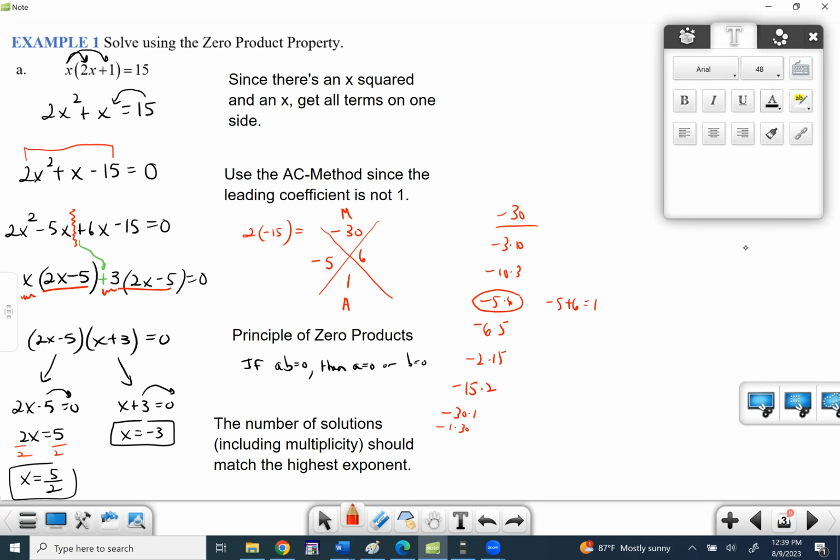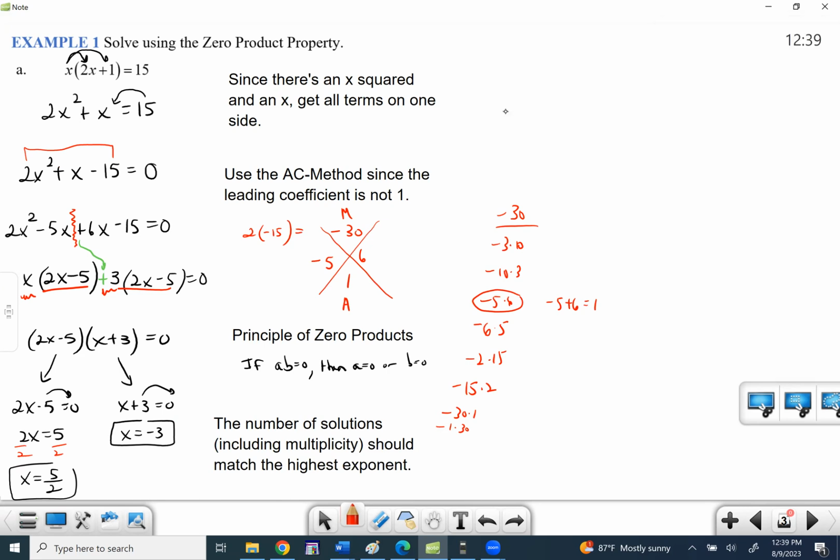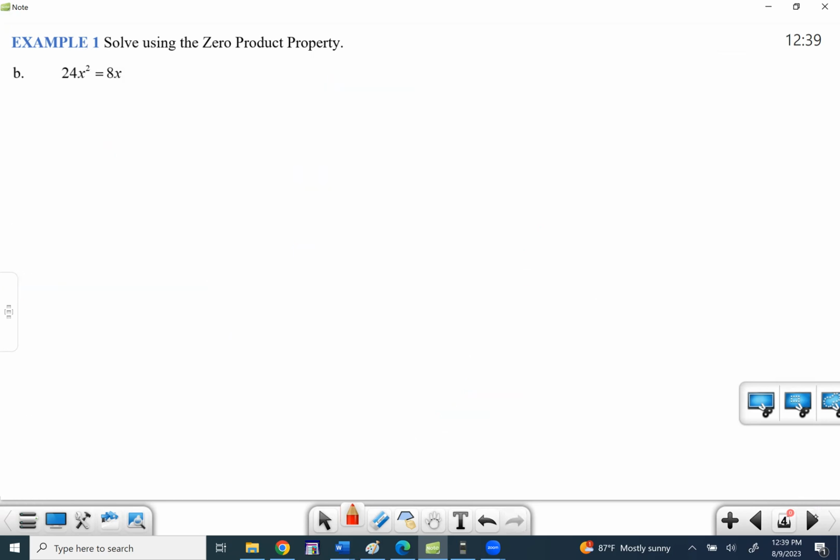Okay. All right. So there's our zero product property in action. If you ever see something times something equals 0, then set each piece equal to 0. So let's try another one.